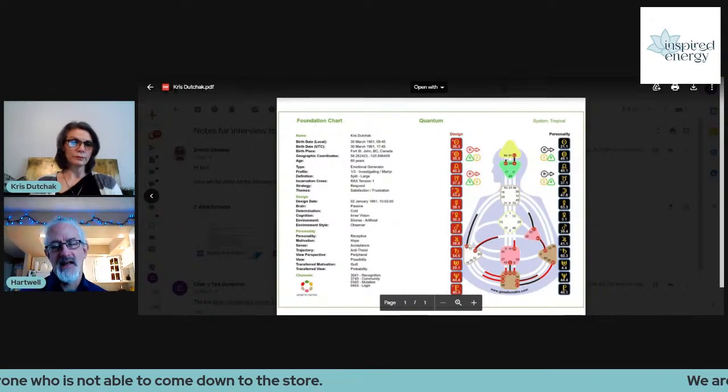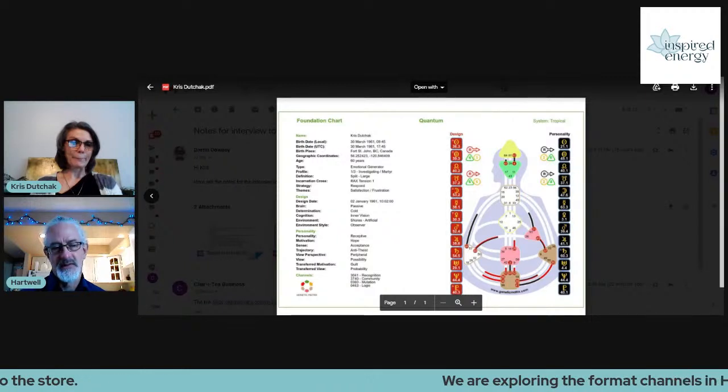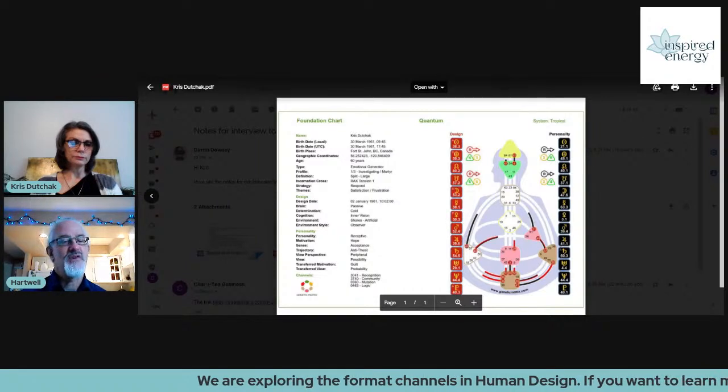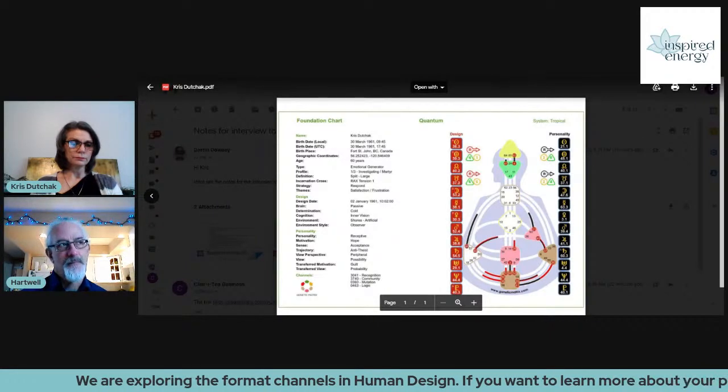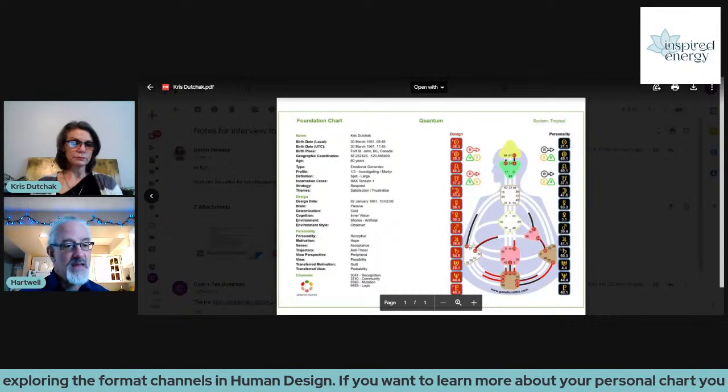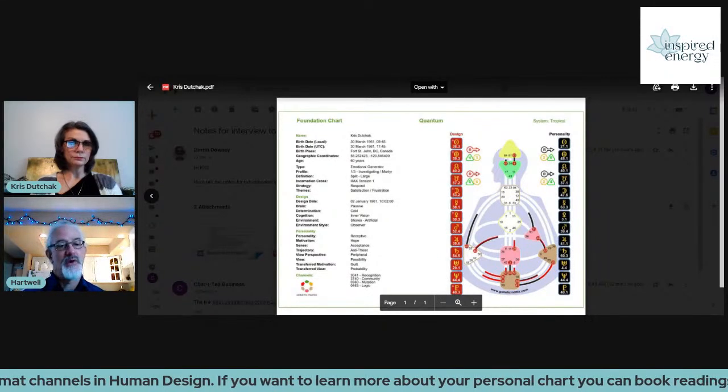Well, still looking at those three channels between the root and the sacral, which of course means there's 6 gates down there. If you don't have a full channel, you may not have any of those gates at all. There are people who don't.